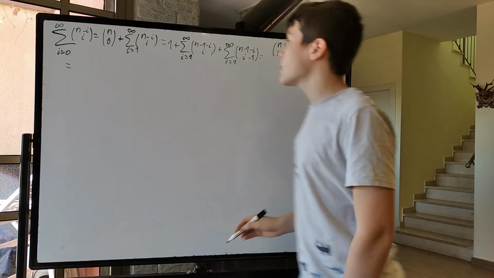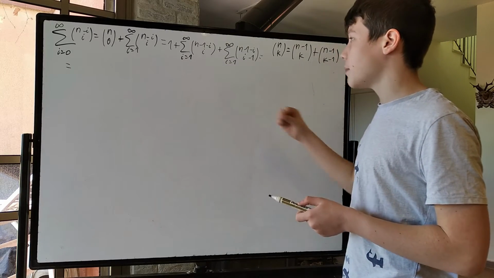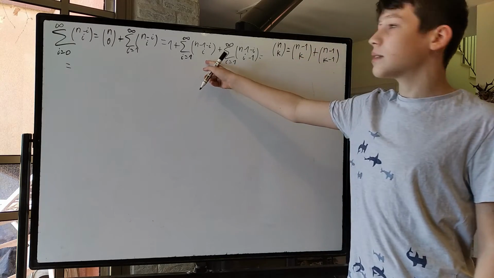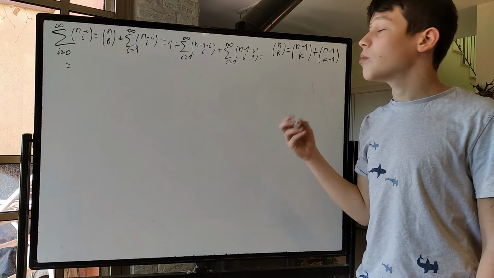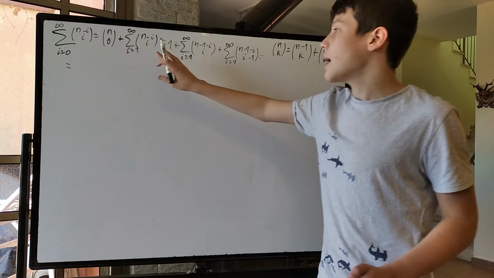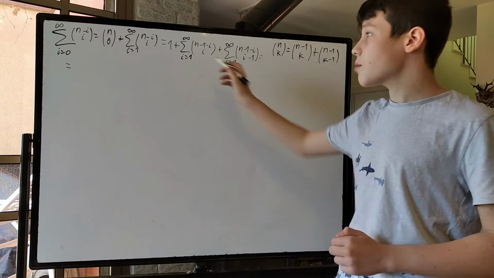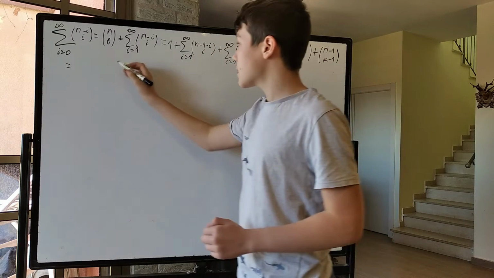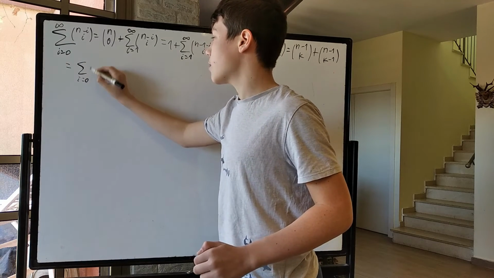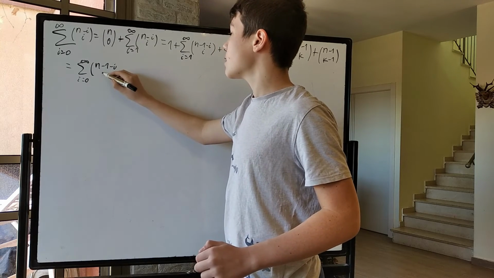Now here, this almost looks like the sum if instead of n, we plug in n minus 1, except it starts at 1. But if we plug in i equal to 0, we get n minus 1 choose 0, which is 1, meaning that we can add it into the sum as the i equals 0 term, to get that this sum is the sum as i goes from 0 to infinity of n minus 1 minus i choose i.